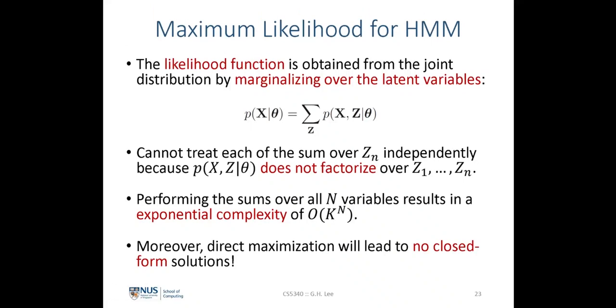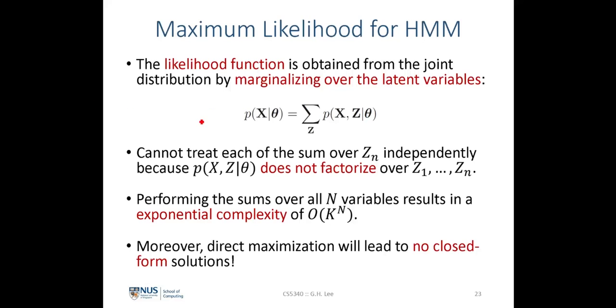Now, having looked at the individual terms in the joint probability distribution, which is the prior distribution, the transition probabilities, as well as the emission probabilities for the hidden Markov model, the next thing that we are going to look at is to find the maximum likelihood for the hidden Markov model. The likelihood function is obtained from the joint distribution by marginalizing over the latent random variables, as what we have seen in the previous lecture.